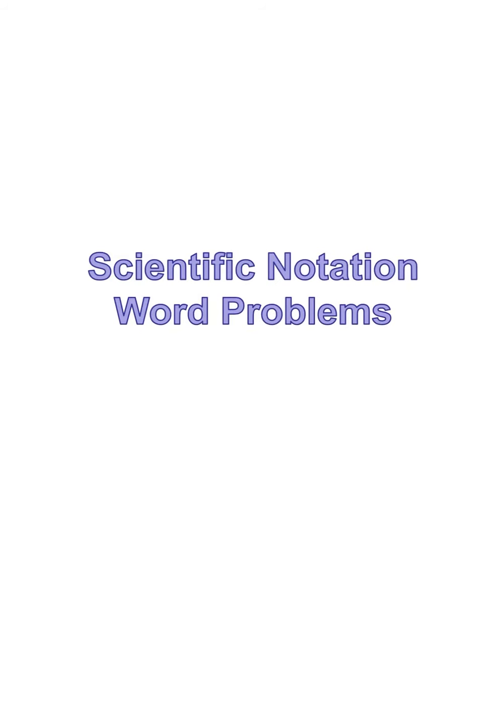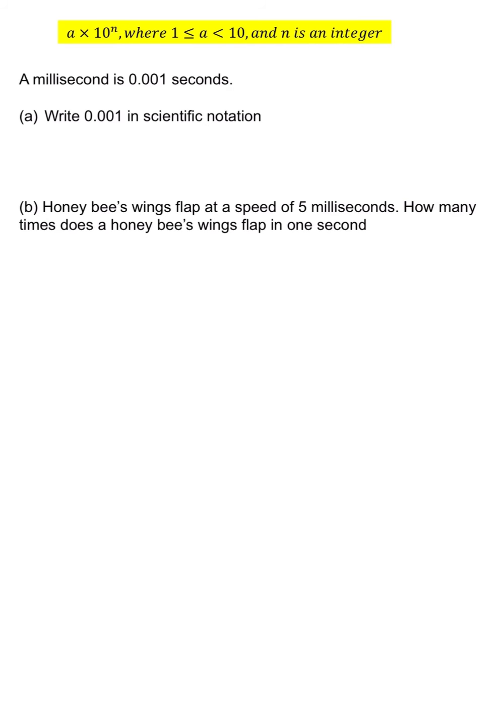In this video, we're going to be looking at word problems with scientific notation. Okay, so in the first question here, a millisecond is 0.001 seconds. And in part A, we need to write 0.001 in scientific notation.